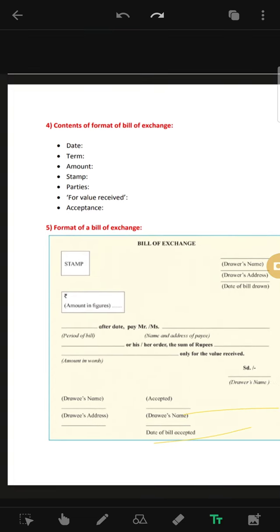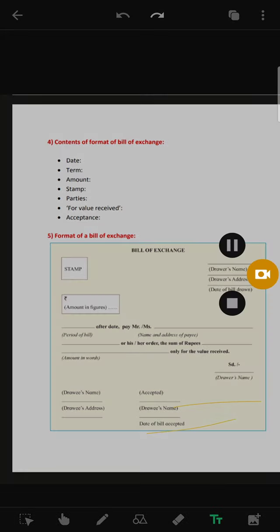So let's see the contents of the format of a bill of exchange. What are the main contents in a bill of exchange format? Date, then terms, amount, stamp, parties. Parties means buyer and seller, that is drawer, drawee, and payee. Then, for the value received, that is the value of the goods, and acceptance. So these are the major contents that must be there in case of a bill of exchange. Okay, let's move ahead.